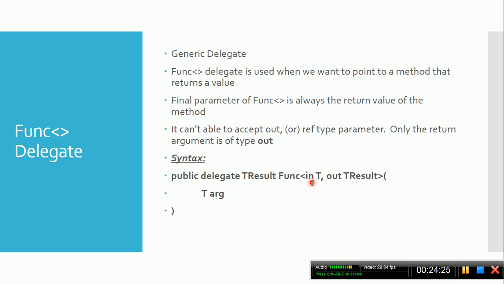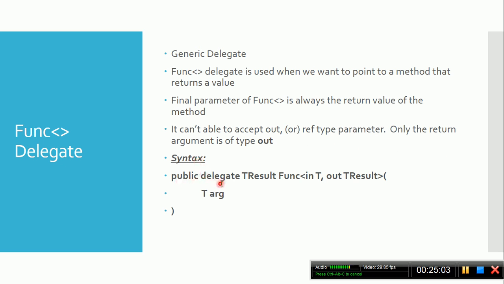Now we will see what is the function delegate. It is also a generic delegate. It is also in the System namespace. It is used to point to a method that should return a value. The action delegate points to a function that will not return any value, but the function delegate will refer to a function which should return a value. It also only accepts parameters of type in, but since it wants to return a result back to the caller, it will return one argument as out.